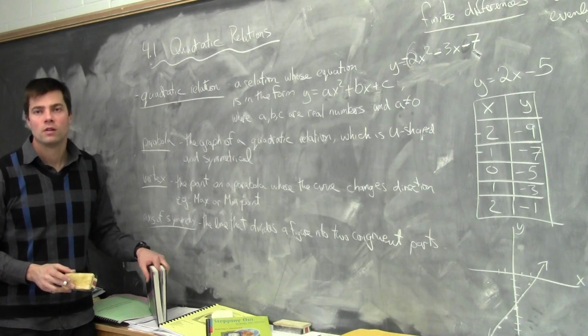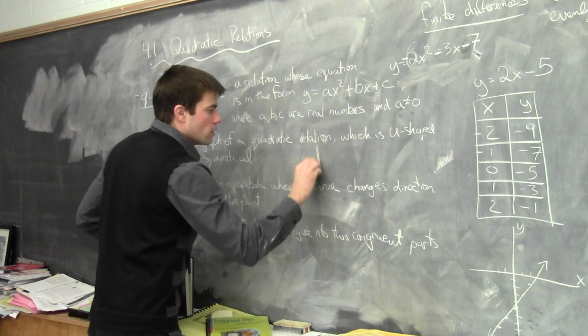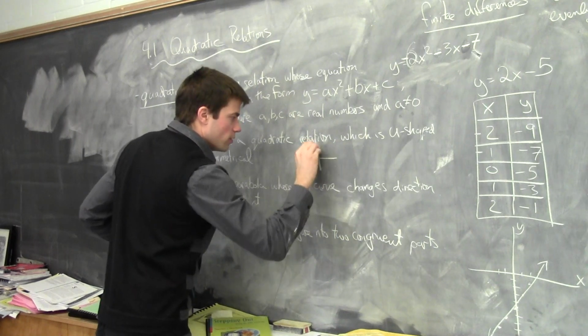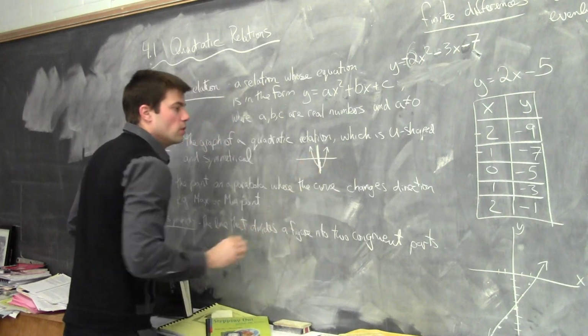Dom, what's a parabola? It's the graph. Is it a U-shaped graph? Good, it's a U-shaped graph. Okay, the definition's there. Looks like that, yeah, just like a U.